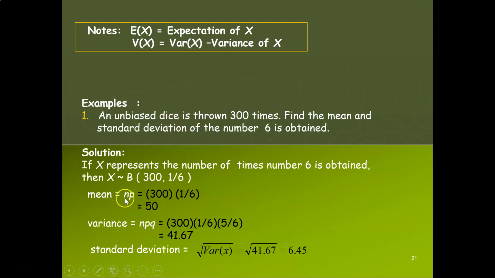So the mean, E(X), equals np. You just multiply your n and p, so you get 50. And then the variance equals npq. So you have n, p, and your q will be 1 minus p just now, so you get 5 over 6. You just multiply all of this and you get 41.67. We know that the standard deviation is the square root of the variance of X. So you just take this and square root it, and you get the standard deviation. That's how you find the standard deviation.